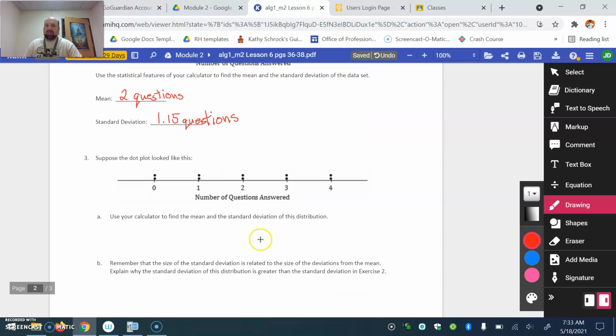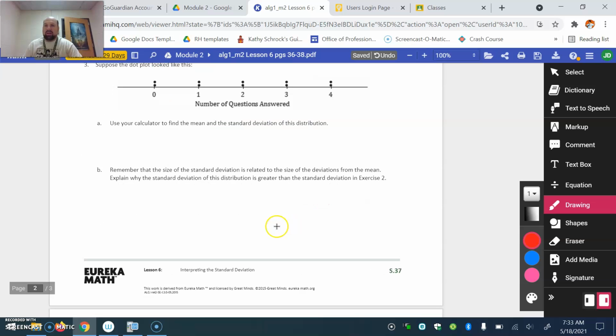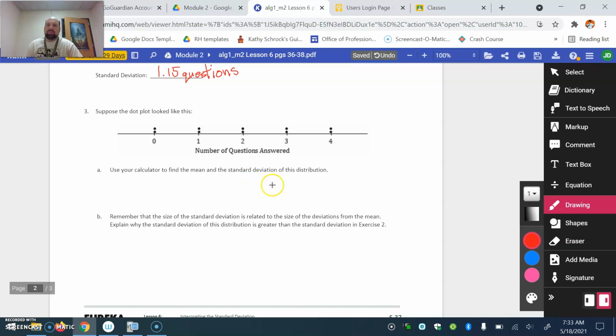If we look at question 3, we're going to do the same thing with these numbers, okay? And we're going to use the calculator to find the standard deviation and mean again. So on your own, do that. I'm going to pause the recording. We'll come back. We'll look at the answers.